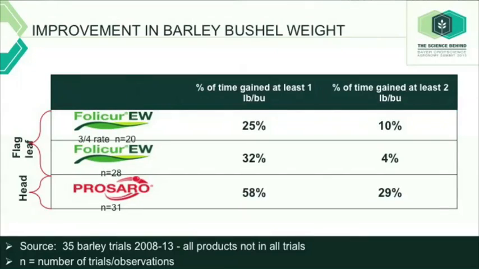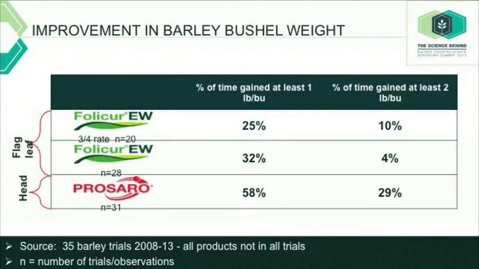Looking at the bushel weight end of things, a little bit more of a positive story there, as we get 20 hits on the 3/4 rate, 28 on the full rate at flag leaf, 31 hits of Prezzero at the full time. You can see, especially with Prezzero at that head timing, we're just shy of 60% of the time seeing at least a pound per bushel gain in the bushel weight. And that's like, say, moving it from a 49 to a 50 pound per bushel, or 51 to 52.